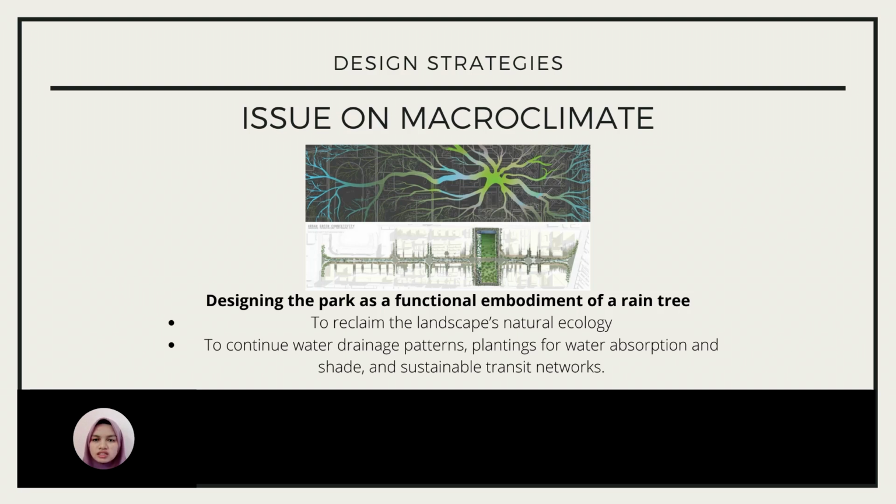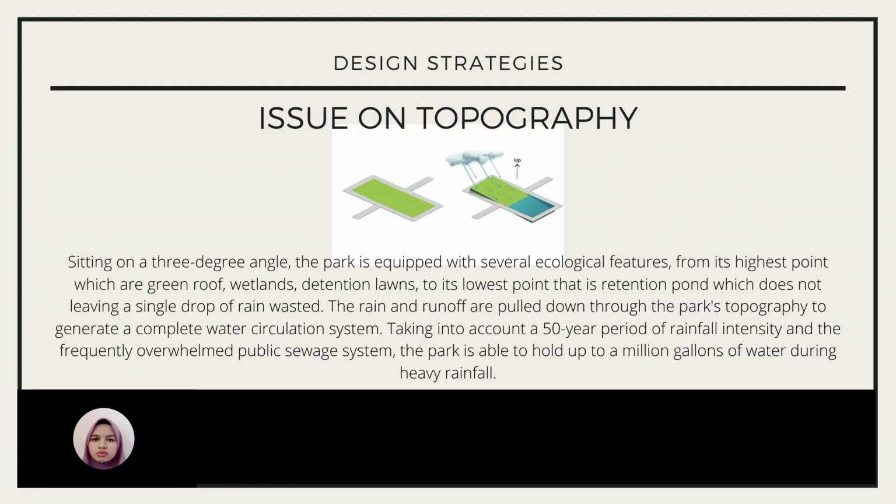The park is designed as a rain tree whereby it acts as tree roots for the city to absorb and control water, and also as a tree canopy to provide shade. The park as a rain tree helps to reclaim the landscape's natural ecology. Elements of the park reach the neighborhood to continue water drainage patterns, plantings for water absorption and shade, and sustainable transit networks. The second issue is on topography.